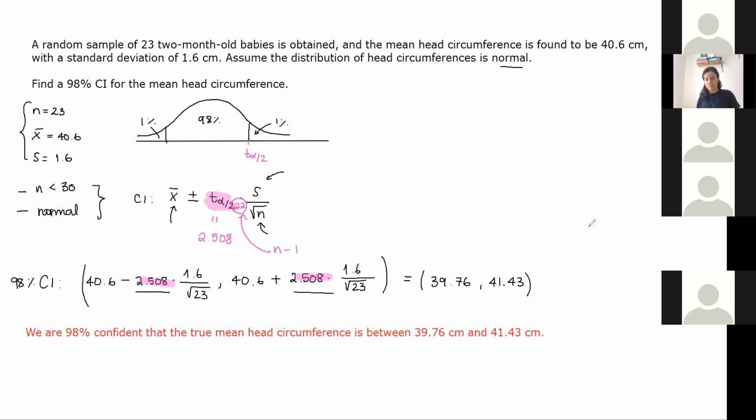Why is it the t-table and not the z-table for this question? Because n is equal to 23. This is smaller than 30, so this is not a large sample, and we can't assume that our distribution is going to be normal. We can always assume that the distribution is more or less normal if the sample size is larger than 30. But if it is not larger than 30, then we have to use the t-table.